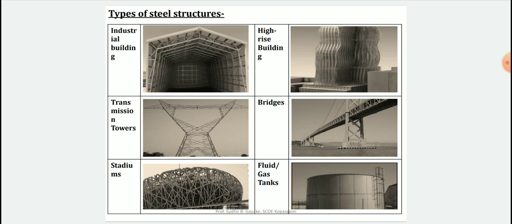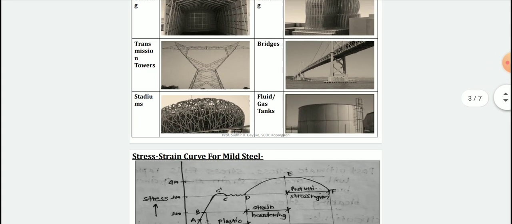Next figure is of a stadium. This is the world's famous stadium from China, the Bird's Nest. Again, the next example is related to fluid and gas tanks. As we have seen the advantage of steel as a building material, it has greater density, and because of density, water tightness or gas tightness is there, and this is advantageous compared with other structures. Usually much transportation of petroleum or gas is done with the help of steel tanks only. So these are a few examples.